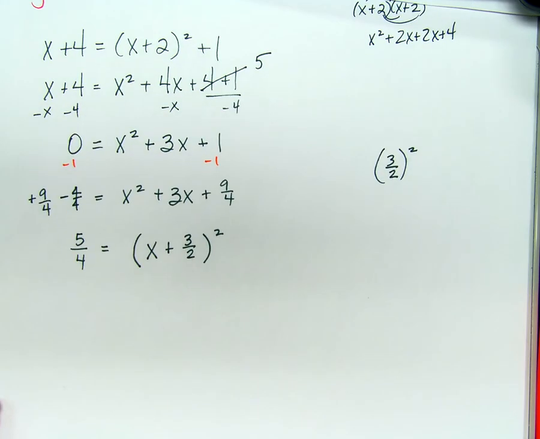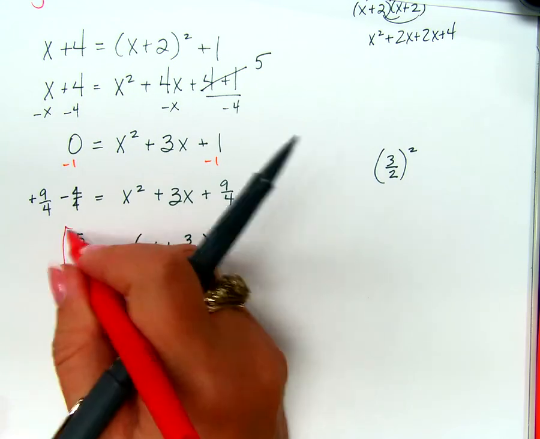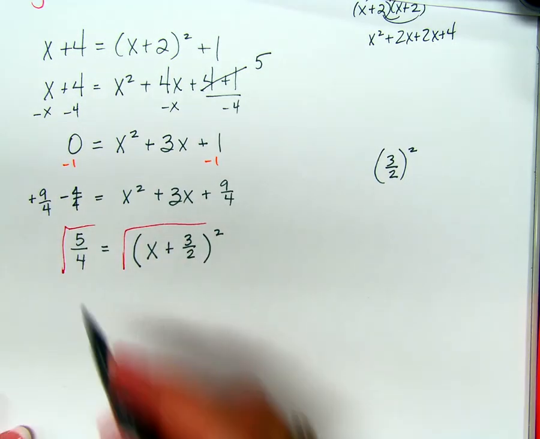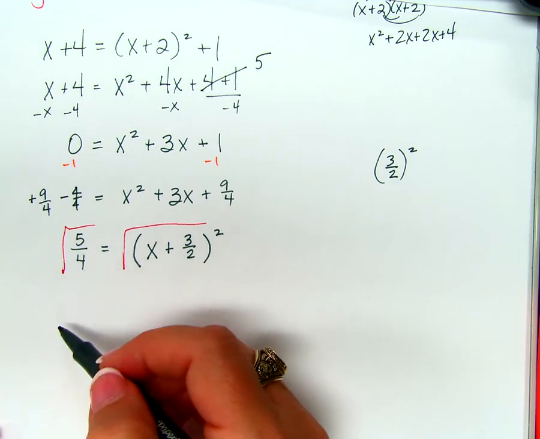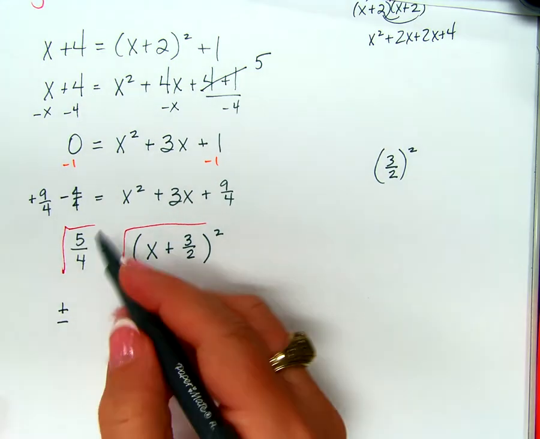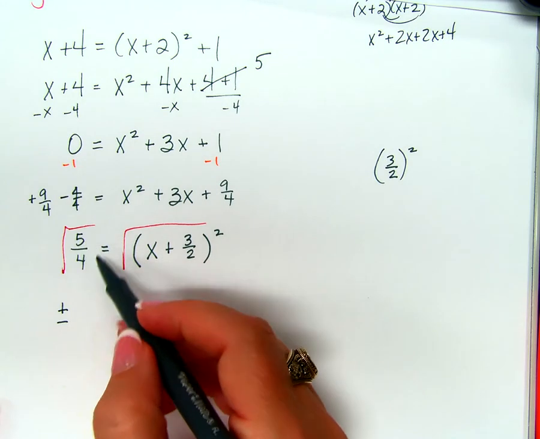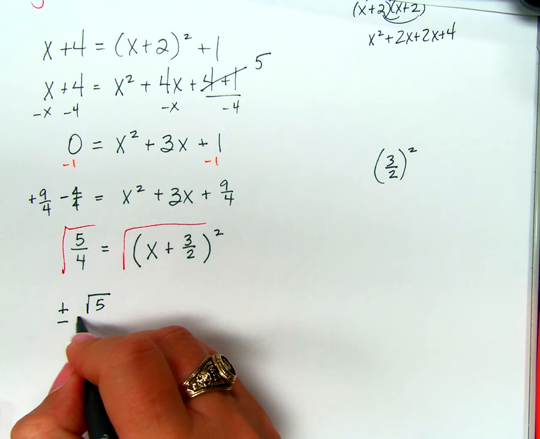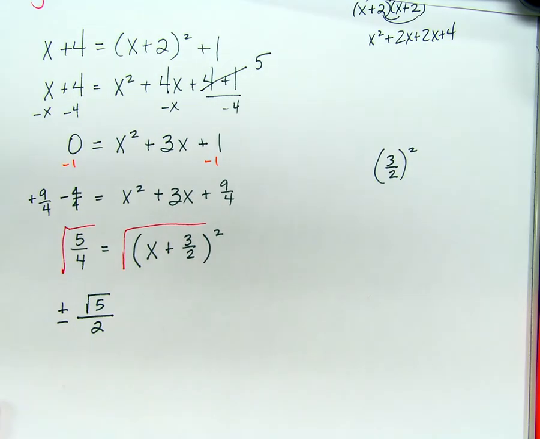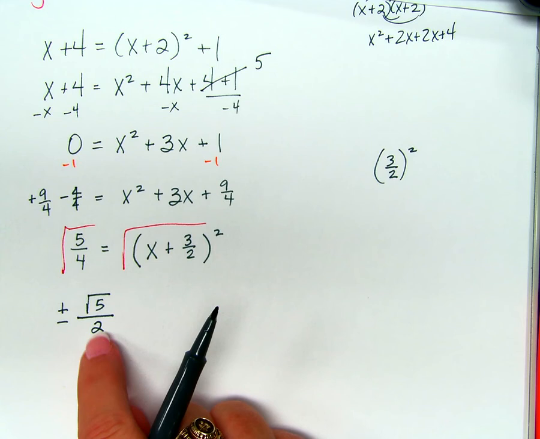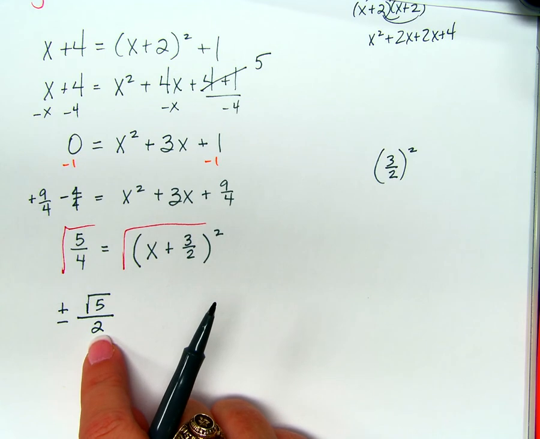You with me so far? Now what? Square root both sides. Because now we're able to solve it with square roots, right? What's the square root of the left-hand side? Plus or minus, first of all. Plus or minus. Do you know the square root of 5? Do you know the square root of 4? Yeah, so let's leave it square root of 5 because I don't know that. Over 2. Now, I want you to make it very clear that I'm not taking the square root of 2 anymore. How did I make it very clear?